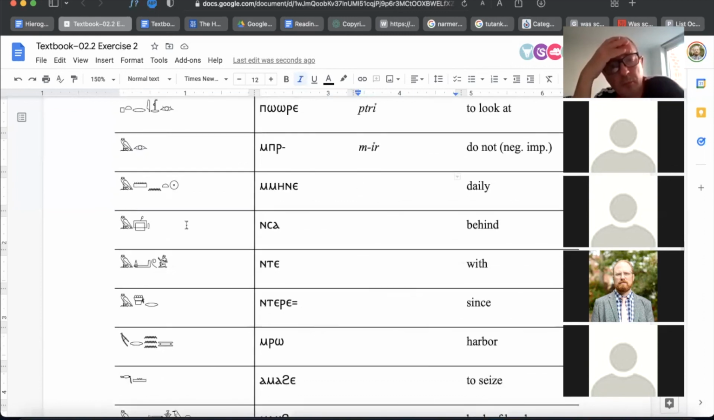Okay. So a quick question, the P of the emperor, is that just from the collision of the M and R sounds? I think so, yeah. I think it's like the P in pumpkin. Yeah. Okay.